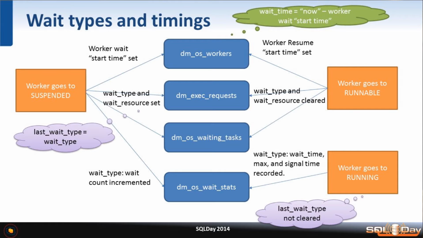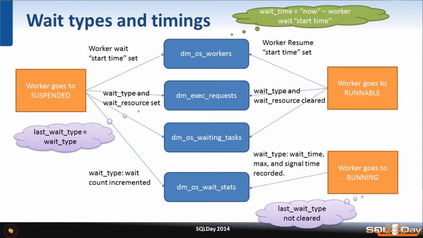And then here's the important point. The last wait type is not cleared when you go to running. So if you have a situation where you waited on a resource and then you started running, the last wait type will be the last wait type you waited on before you started running. And then let's say you waited on a different wait type. The last wait type will now be set to the current one.